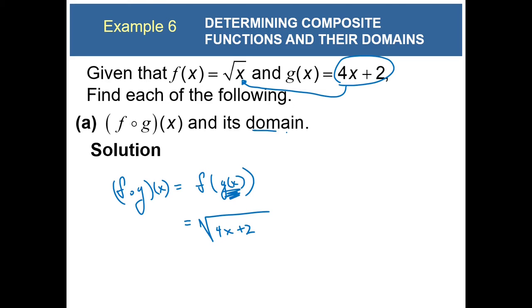Now the part of the question we need now is the domain. The domain for this radical must be any non-negative value. So 4x plus 2 has to be greater than or equal to 0.